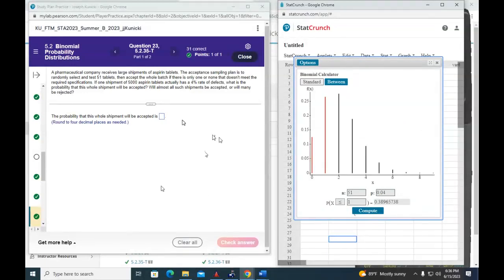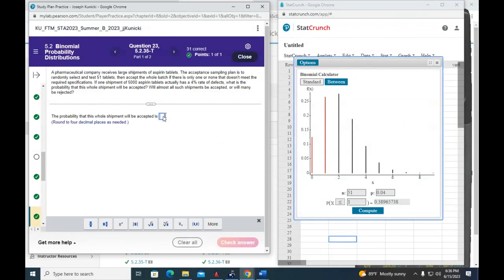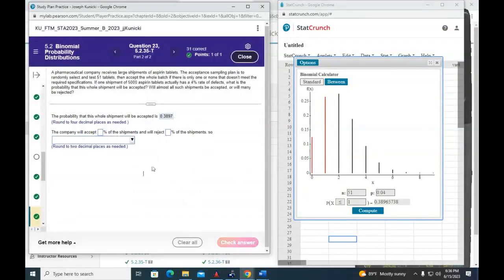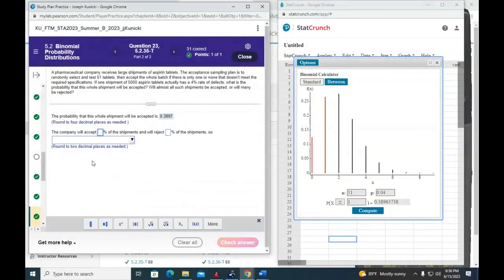So that's really a low percentage. With 4 decimal places, 0.3897, right? The company will accept 38.97%. So how many are they going to reject? They're going to reject 61.03.